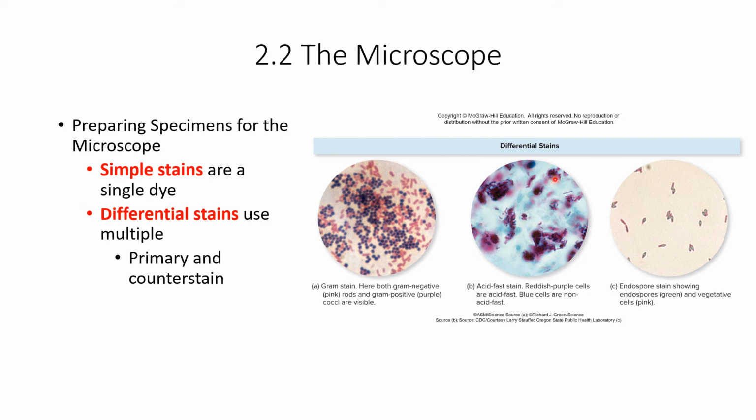Here in the middle, this is the acid-fast stain. Cell wall here is going to be made of wax. Does the bacterial cell have a waxy cell wall? Yes or no? This is basically used for staining Mycobacterium tuberculosis, the bacteria that causes TB.